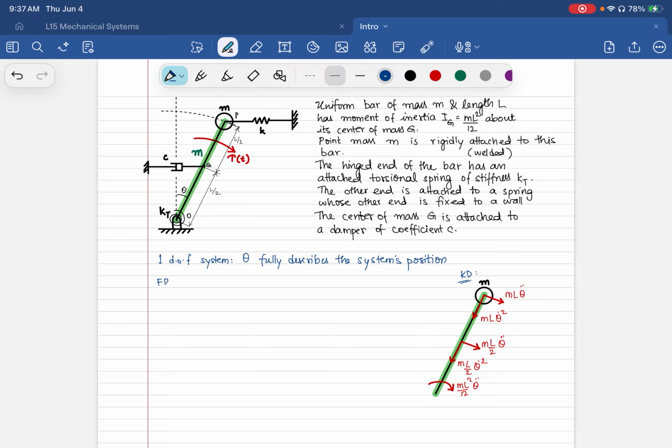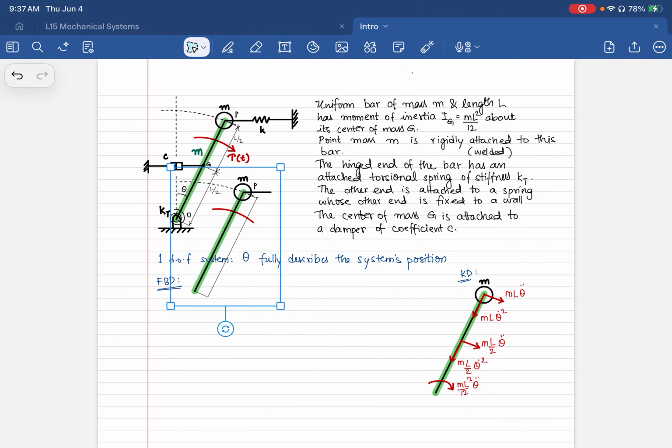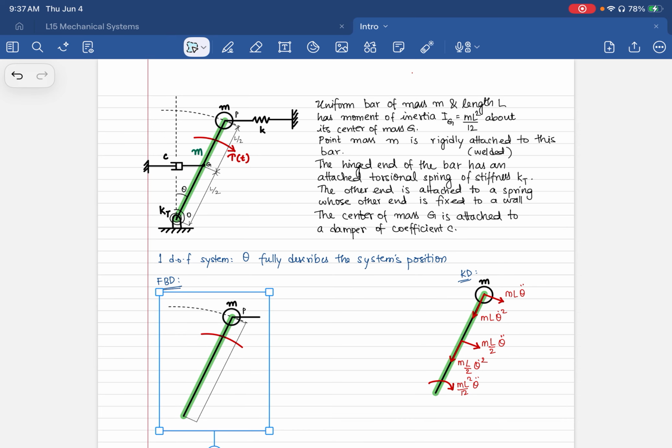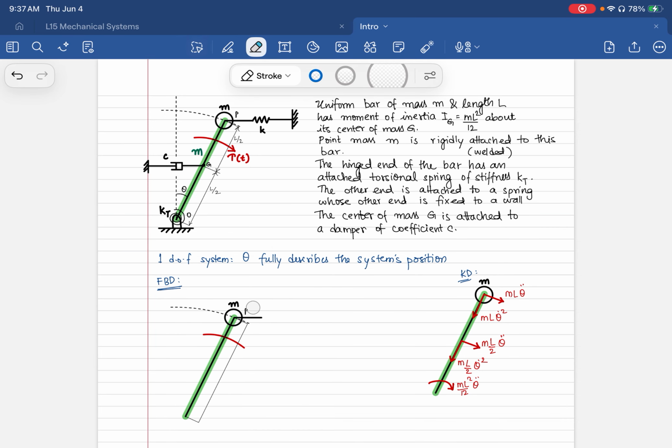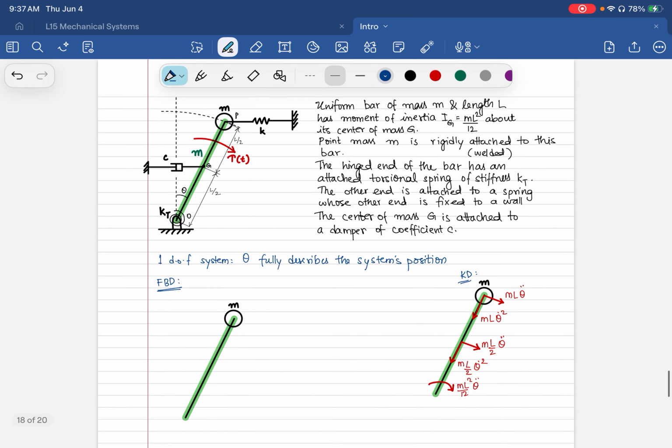Let's then try to draw the free body diagram. So I'm drawing the same component again. This here is the object that is rotating. What are the forces that it's experiencing? First, do you have to account for gravity?